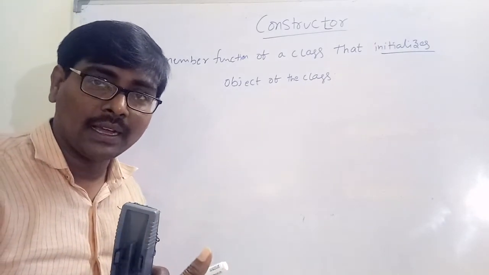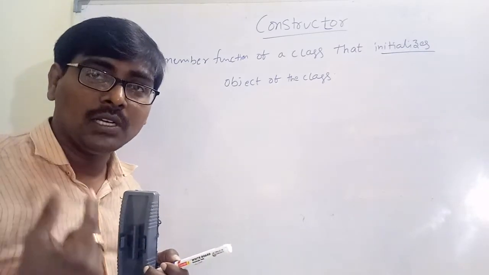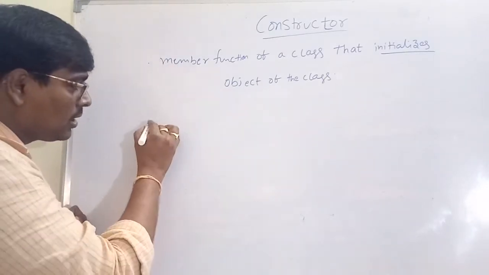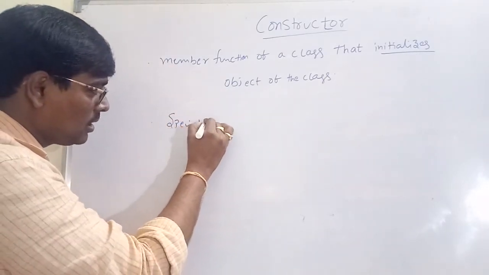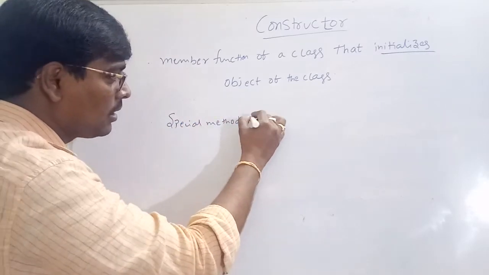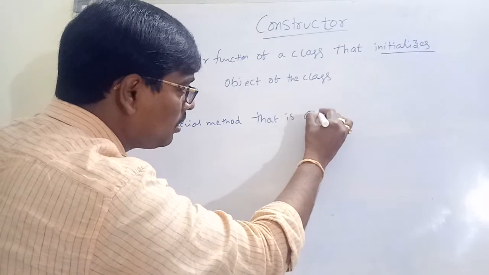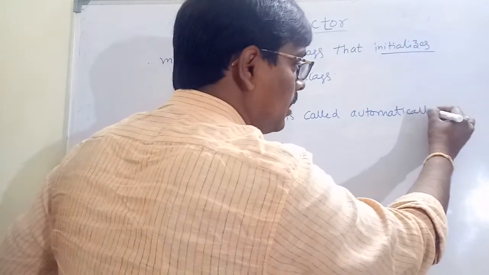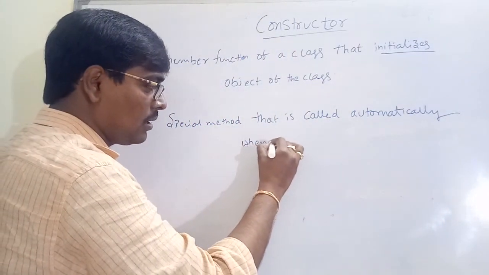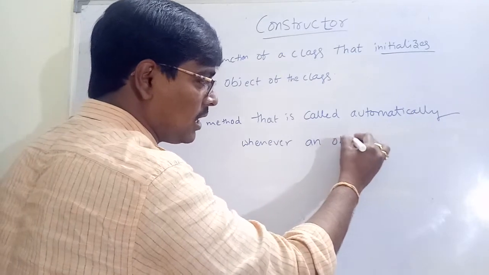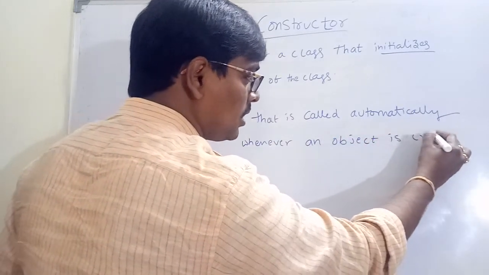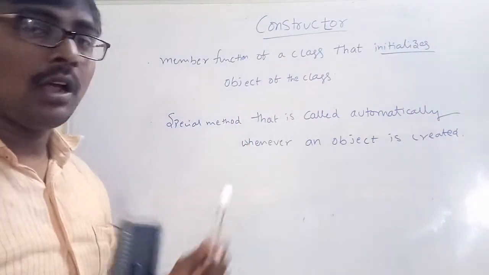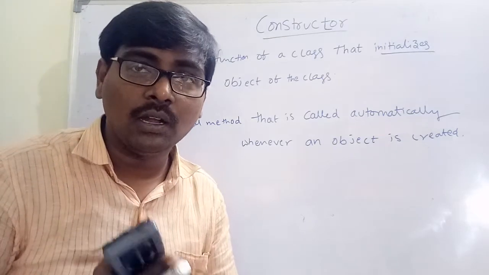Whenever we are creating a constructor, the memory for the objects is allocated automatically. Or one more way: a constructor is a special method that is called automatically whenever an object is created. You got it? Whenever we are creating an object, the constructor is called automatically. That is, no explicit call is required.